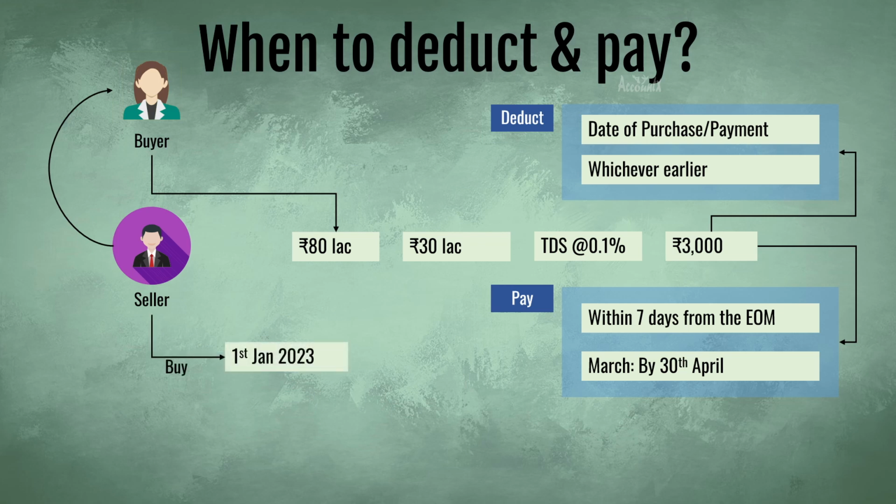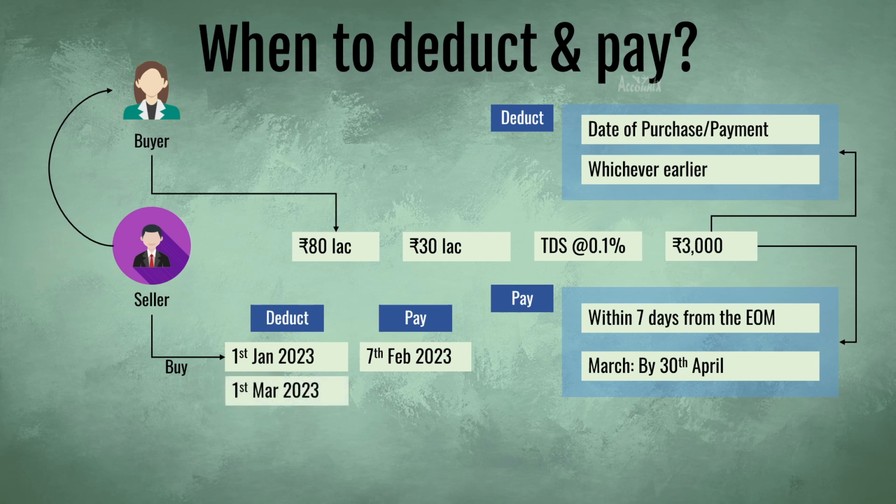Let's say you have purchased goods from a seller on 1st Jan 2023. So date of deduction would be 1st Jan 2023 and you are required to pay TDS by 7th Feb 2023. If this purchase is made on 1st March 2023, then date of deduction would be 1st March 2023, but you can pay this TDS by 30th April 2023.